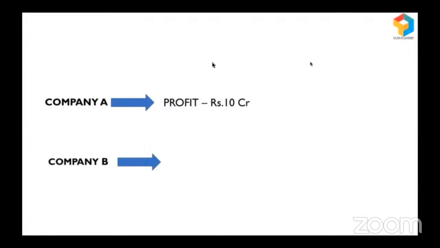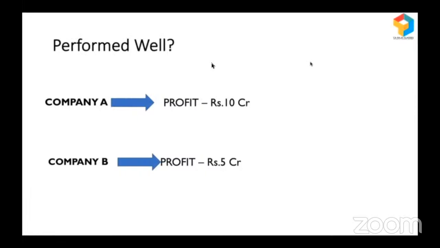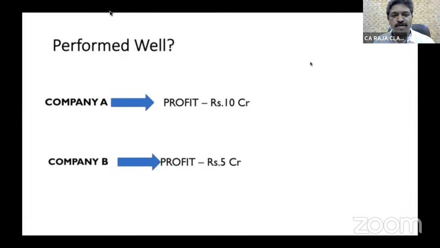I'm going to take you through an example. Let's say there is company A and company B. Company A has reported a profit of 10 crore and company B has reported a profit of 5 crore. If I ask you which company has performed well at this point, what will be your answer? This is a baby question or elementary question, but still I want you to give an answer. Which company has performed well, company A or company B? With this baby step, we will start learning financial analysis.